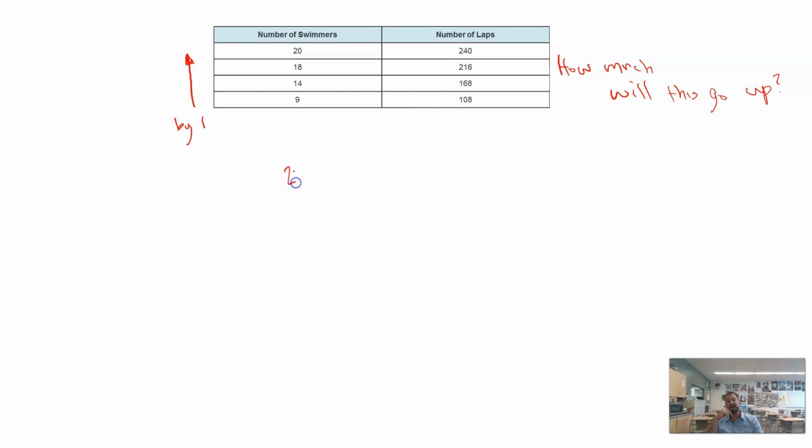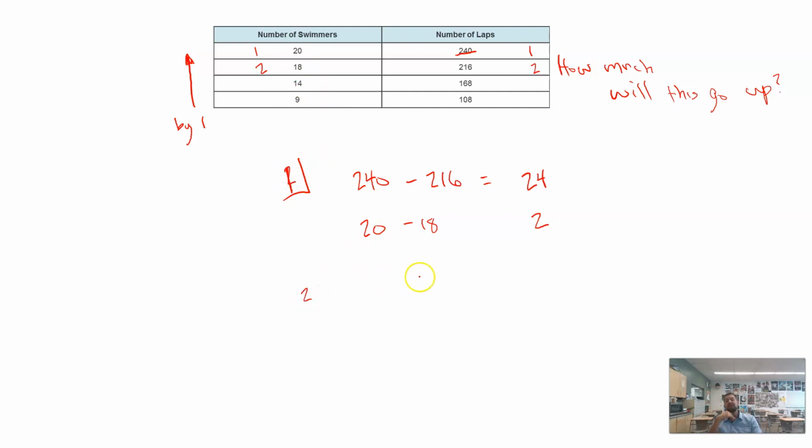There are 2 steps that you have to follow. This is a little bit complicated, but hopefully it will make more sense. You look at 2 different lines. On the number of laps, which is what I'm trying to predict, I write the first number down and then subtract the second number from it. Looking at this line and this line, 240 minus 216 is 24. Then you do the same thing with the same 2 lines on the number of swimmers. So I go 20 minus 18, that is 2. The first step every single time is we do that same thing for both of those. So that's step number 1.